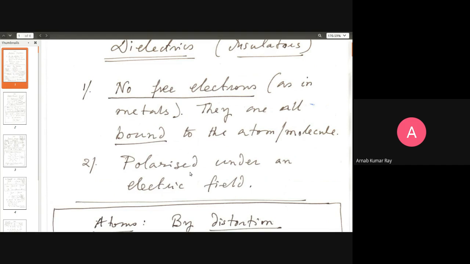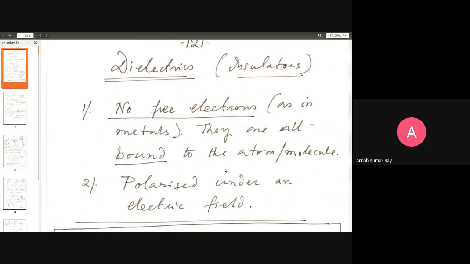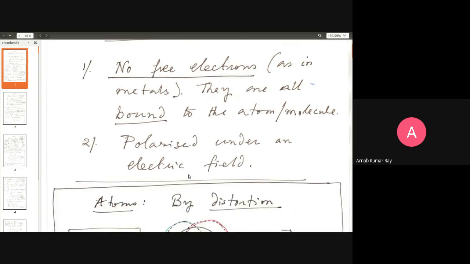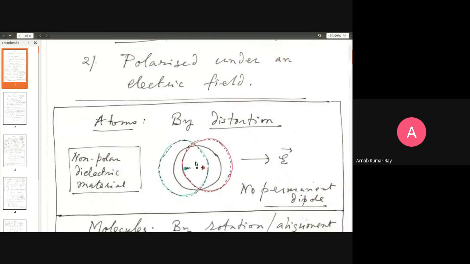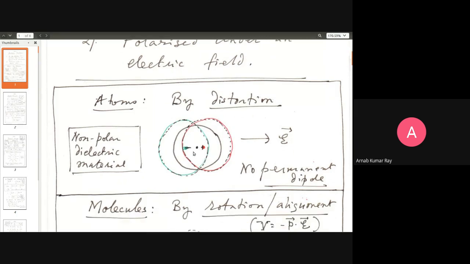And this process gives rise to the effect of polarization under an electric field. Let us try to understand this thing. First, let us, with a very simple diagram, look at what polarization can be like. Here, I have a diagram. I hope all of you can see the diagram clearly.